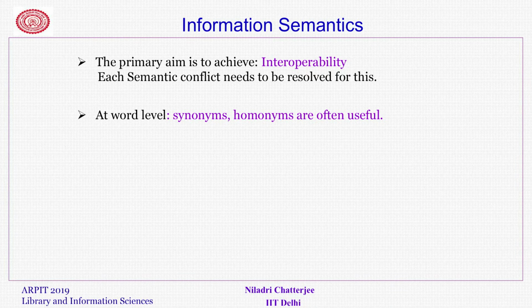All of you may be aware of WordNets. Princeton University has English WordNet. In India, with respect to different Indian languages, there is a Hindi WordNet that is hosted in IIT Bombay. If you look at it, you will find that it lists different synonyms, homonyms with respect to different nouns and verbs. So, that is often useful in resolving our semantic conflict.